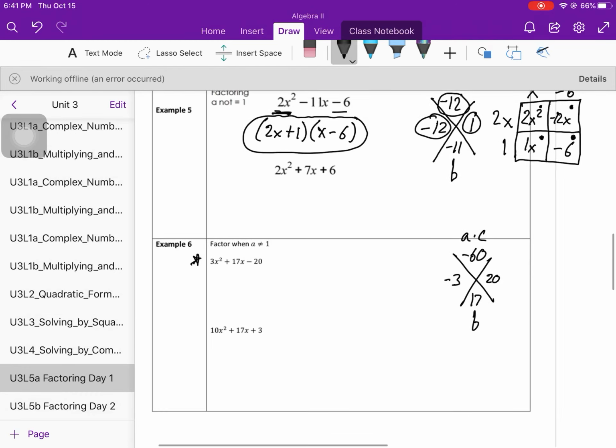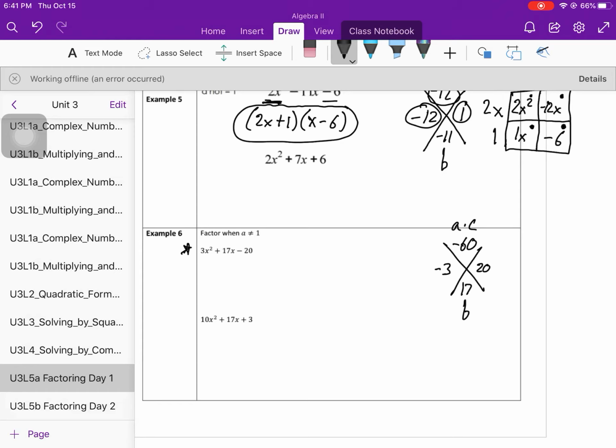So it's going to be a negative 3 with a positive 20. Then off to the side here, I'm going to do this little box method. The first term is going to be 3x squared from over here. The last term is going to be negative 20. Then these are what I fill into the other boxes, and I just add an x next to them. So I'm going to put negative 3x, and then 20x. Going left to right, 3x squared and negative 3x both have a 3 and an x that I can take out. Down here, 20x and negative 20 both have a 20 I can take out.